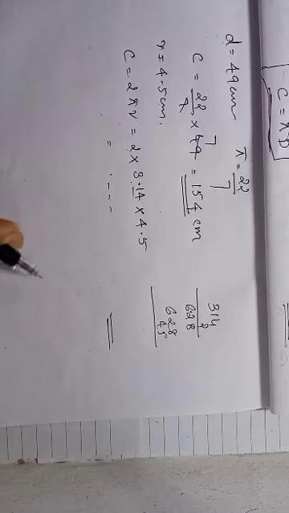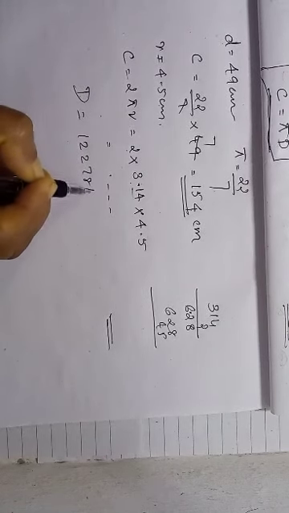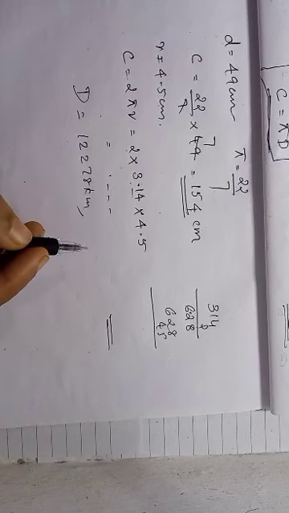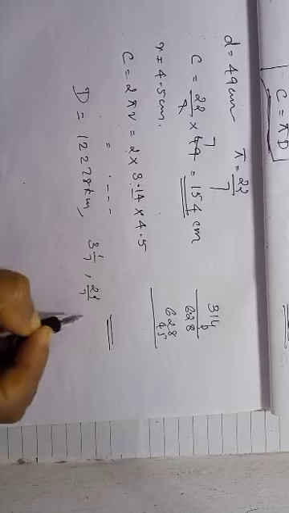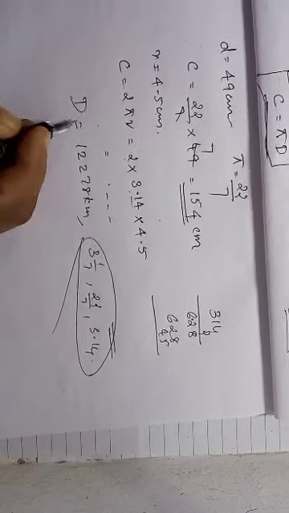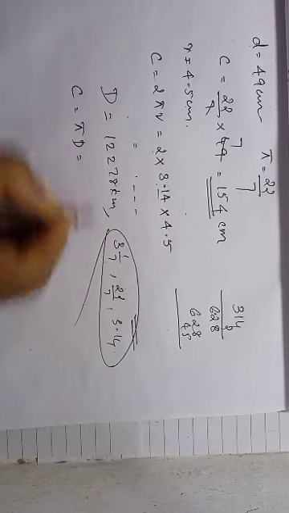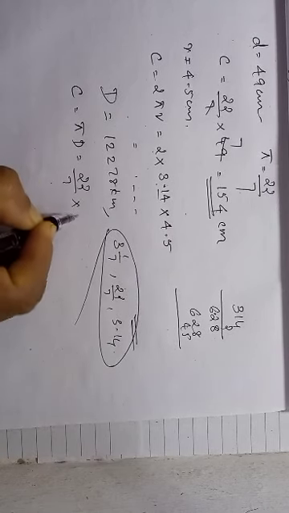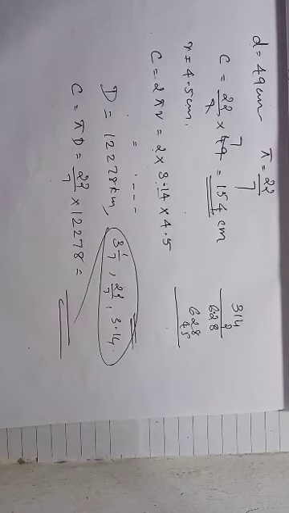Then diameter of Venus planet is given. Find the circumference. Diameter of Venus planet is 12278 kilometer. And take pi is equal to 22 by 7 or 3 1 by 7, or 3.14, anything you can take. These are the values of pi. Then we know that circumference is equal to pi into d. That is 22 by 7 into 12278. Then multiply and divide by 7, you will get the circumference of the Venus planet.